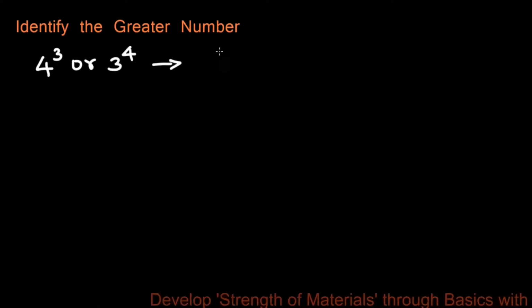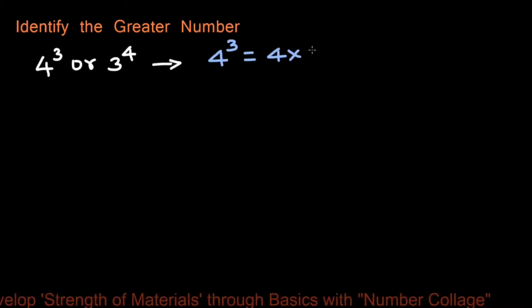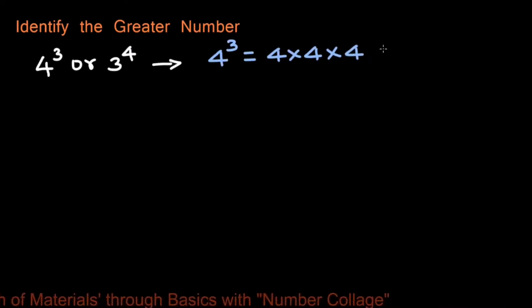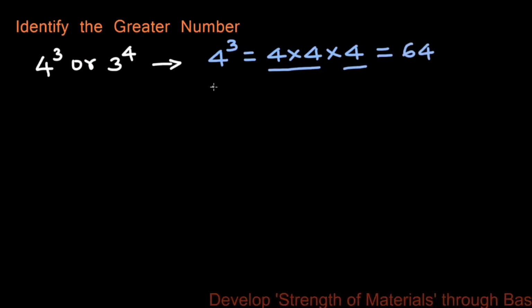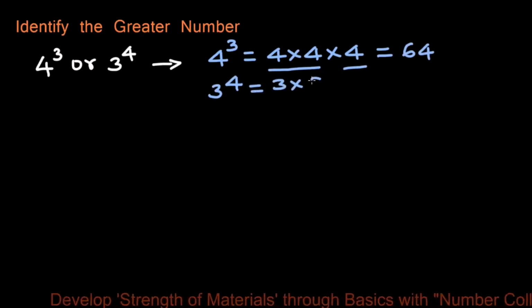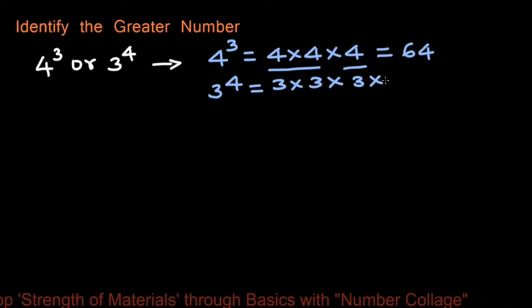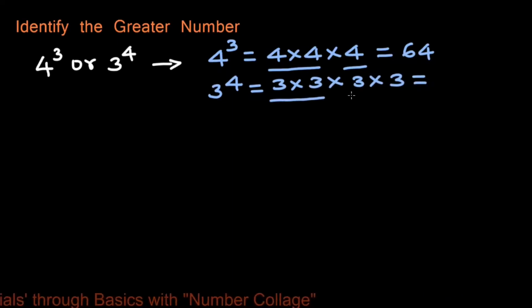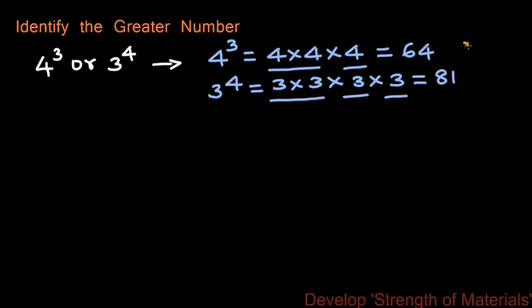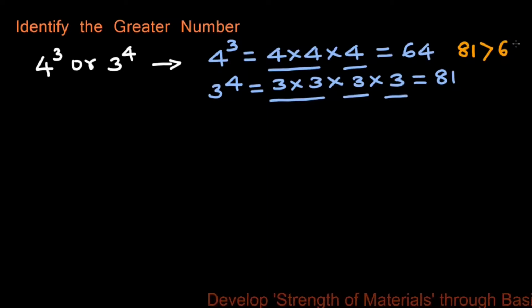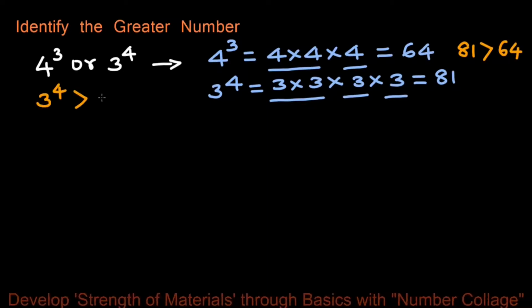We have to identify the greater number between the two. Which is greater, 4 cube or 3 raised to 4? Now 4 cube will be 4 multiplied by 4 multiplied by 4. That will be 16, 16 fours are 64. In 3 raised to 4, it will be 3 multiplied by 3 multiplied by 3 multiplied by 3. 3 threes are 9, 9 threes are 27, 27 threes are 81. Since 81 is greater than 64, 3 raised to 4 will be greater than 4 cube.